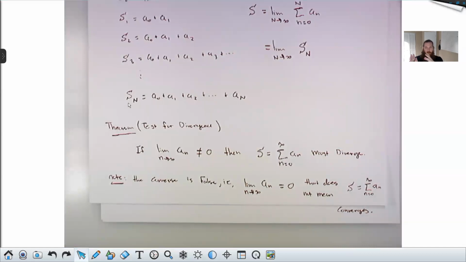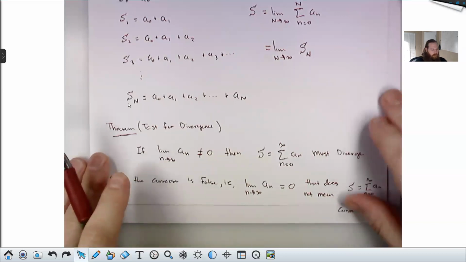If the limit of the a_n's is not 0, then the series sigma a_n must diverge. But the other way around doesn't work. If the limit of the a_n's is 0, it's not the case that the series sigma a_n then must converge. It only goes the one way, it doesn't go the other.